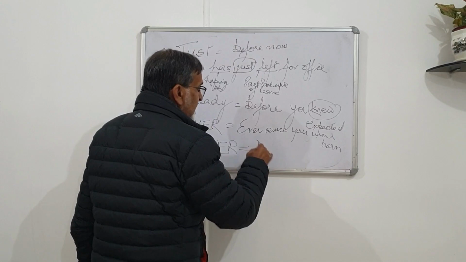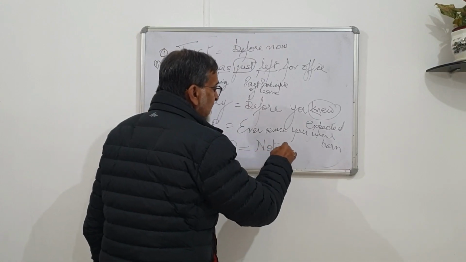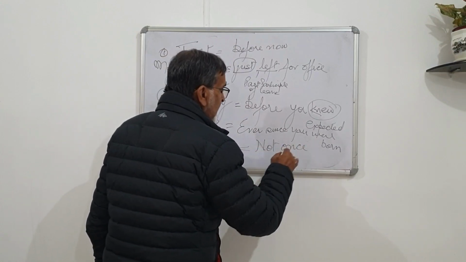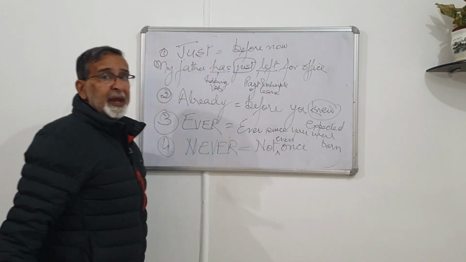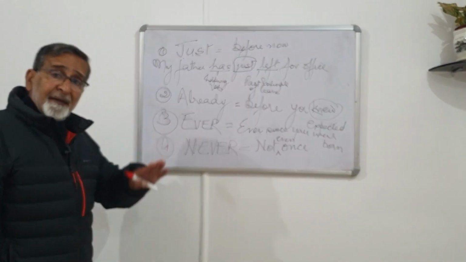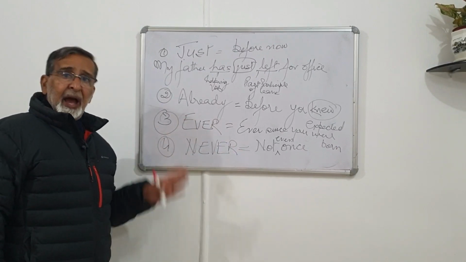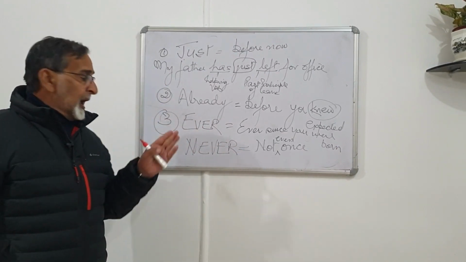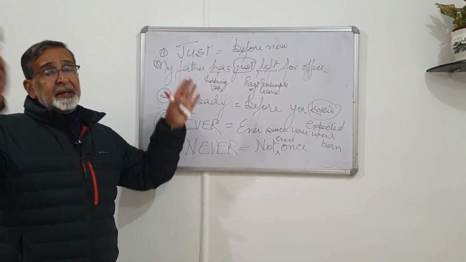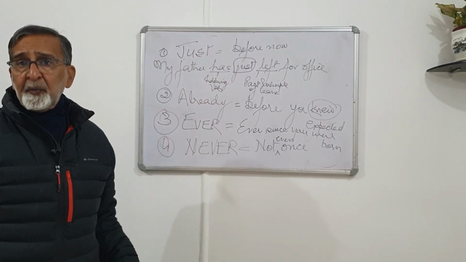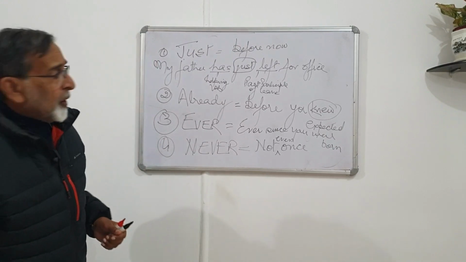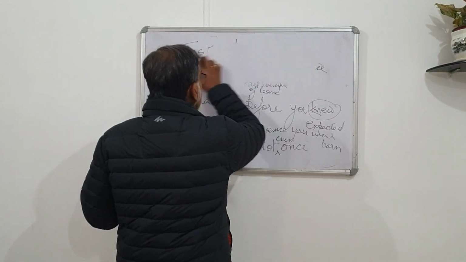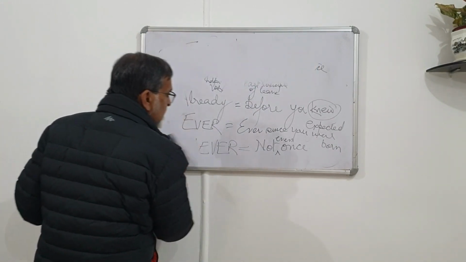इसी में fourth word आता है never. Means not once, not even once, एक बार भी नहीं. I have never eaten meat. Have eaten और never बीच में आ गया, तो मैंने जिंदगी में कभी भी मीट नहीं खाया है. These are the 4 words. Now we come to more words.